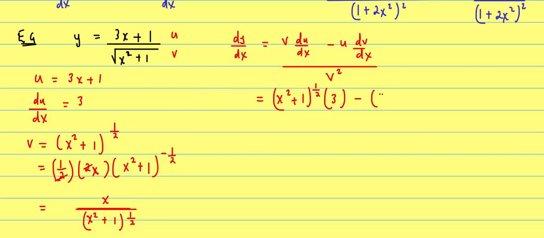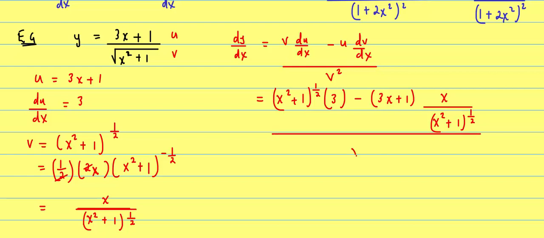We're given that it's equal to 3x plus 1 multiplied by dv dx, which is what we got here. Let me tidy this up. It's going to be x divided by the square root of x squared plus 1, which is to the power of a half. And this whole thing has to be divided by the square root of x squared plus 1, and this expression must be squared.